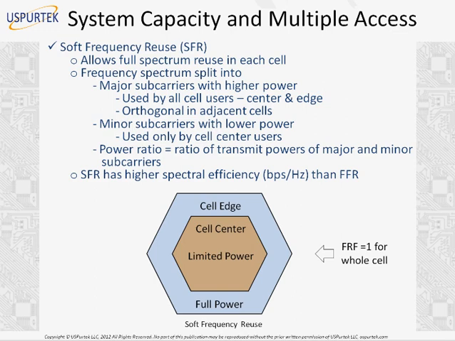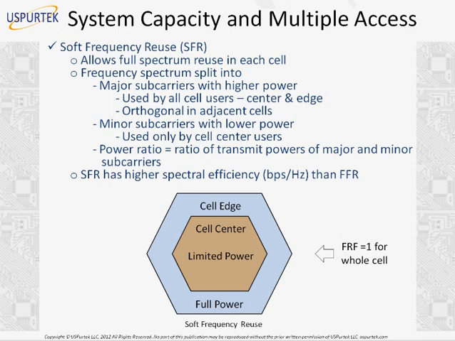The lower height antennas are meant for the cell center users, and the more height you have, they are meant to serve the cell edge users. So you have to do a physical separation in that case, and each antenna power can be controlled separately. Okay, so you have minor subcarriers which have lower power and used only by cell center users. And power ratio is defined as the ratio of transmit powers of major and minor subcarriers.